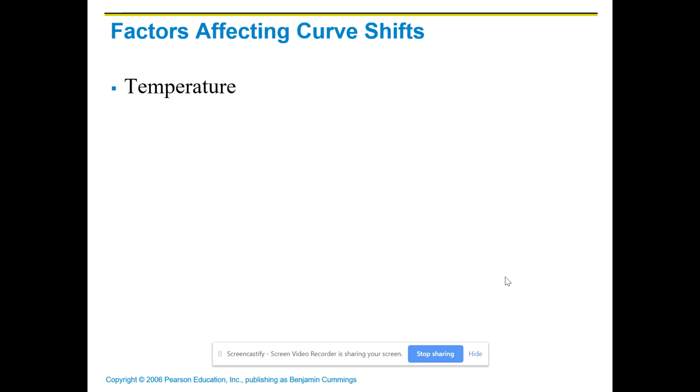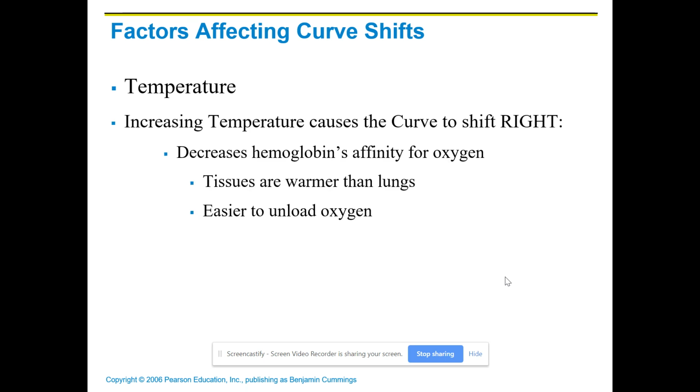So if we change the temperature, the curve will shift. If we increase the temperature, the curve will shift to the right. Remember what happens if you shift to the right. Affinity goes down, and oxygen is not as attracted to hemoglobin, and so oxygen comes off. It makes it easier to unload.